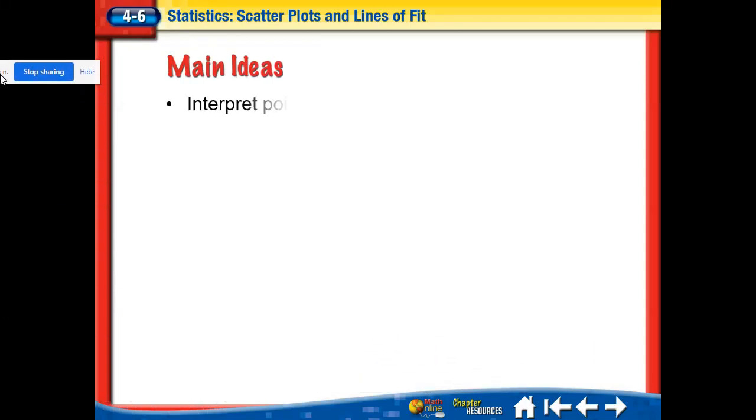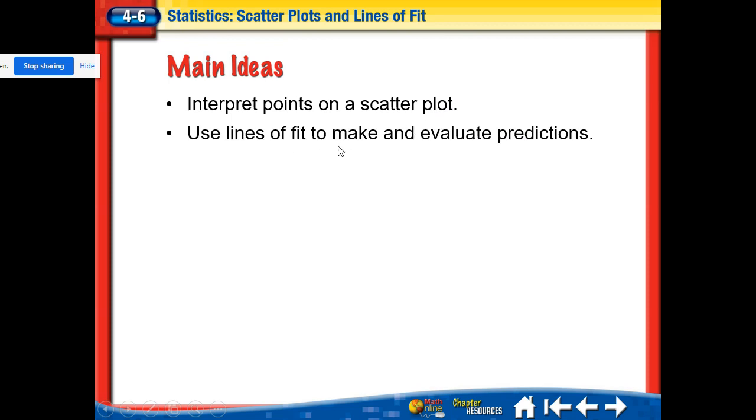All right, today we're going to be talking about scatter plots and what's called the lines of best fit. So we're going to interpret some ideas about what a scatter plot is, which is just a bunch of graphs of points. And we're going to make a line of best fit and evaluate some predictions on that.